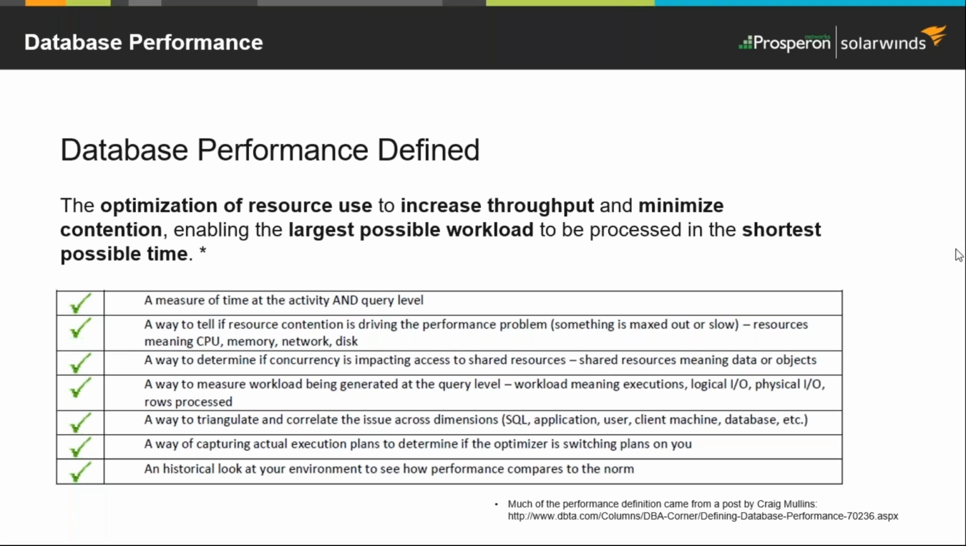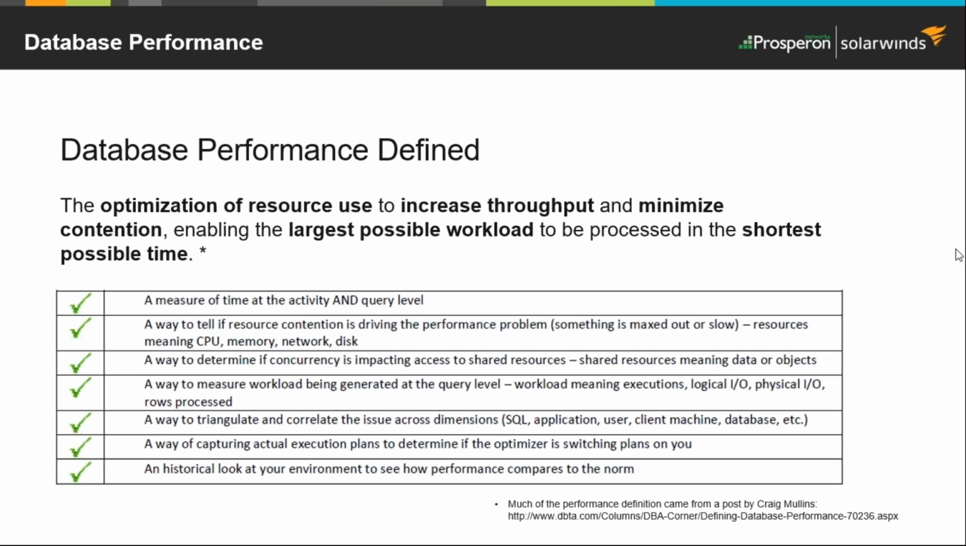I took this from a Craig Mullins quote, but I added the shortest possible time because when you're talking performance in most aspects, there is a time component, right? If we're watching a car race, if we're doing a running race, if you're into biking, whatever it is, your performance definitely has some kind of goal that's usually associated with time. So we could likely have a philosophical discussion about this definition, but I'm hoping this works for most folks out there.